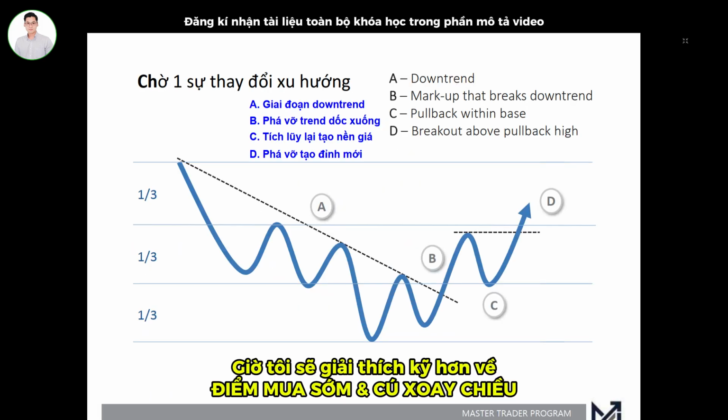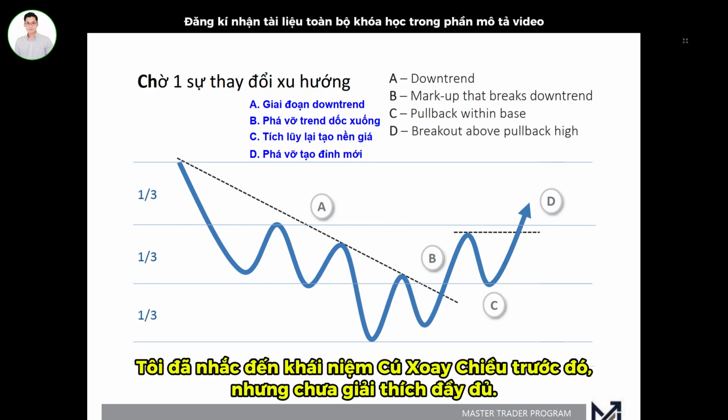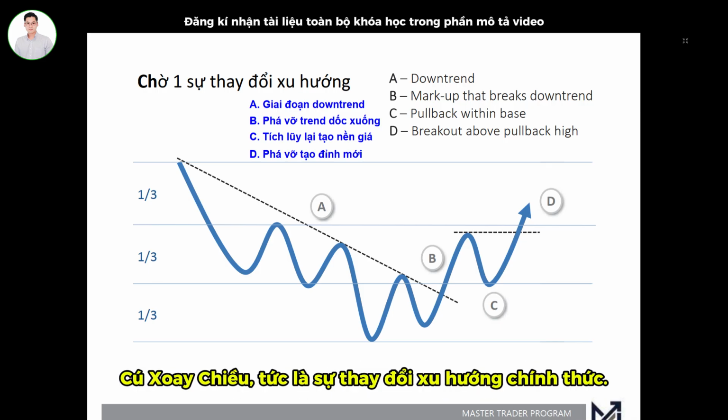Okay, so now I told you I would talk a little more and explain a little more on the cheat area and what we call the turn. I mentioned the turn earlier, so I've got to get you up to speed. Sometimes I'll say something I haven't yet explained fully. So let's explain the turn, or what is the official change in trend.